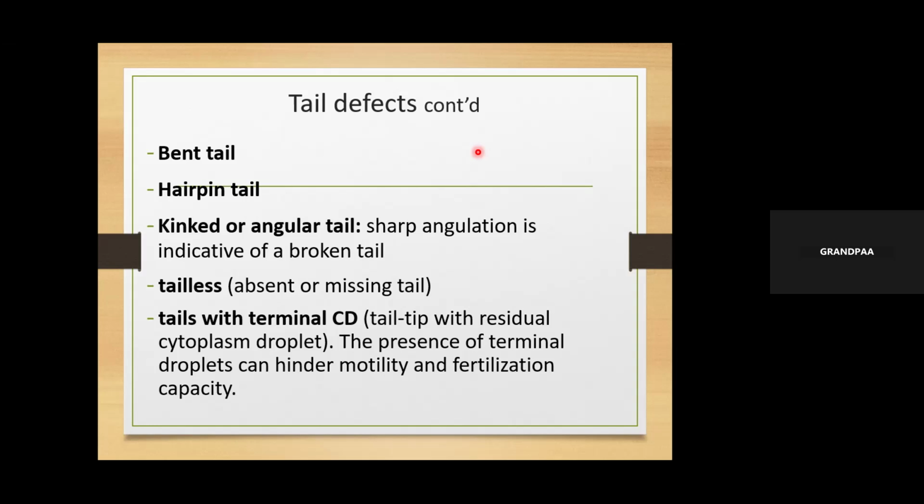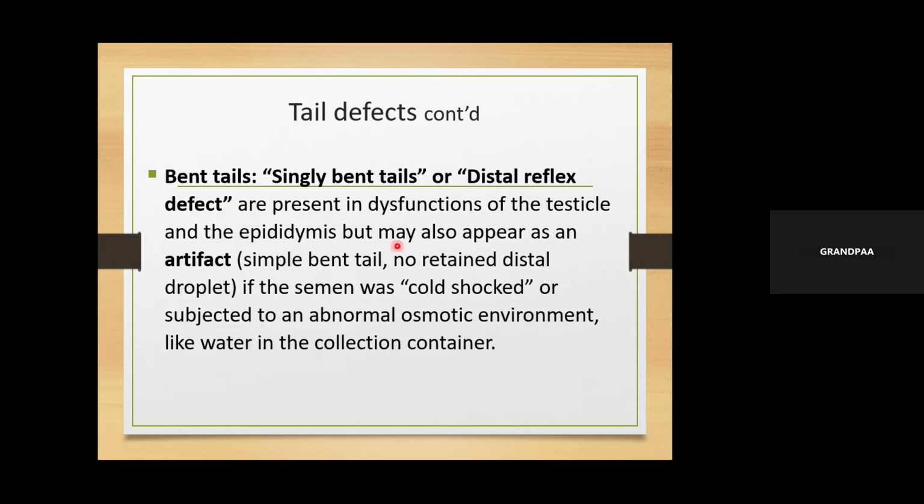But I think we talked much about that one yesterday. So the presence of terminal droplets can hinder motility. Of course, once you have an excess burden at the tail end, it's going to affect the quality of movement. All right. Like I said, we're going to talk a little bit about bent tails.